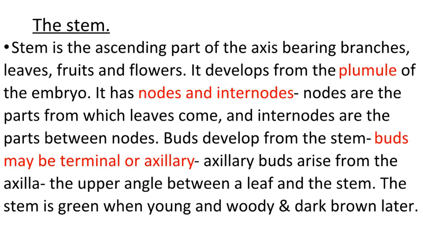Buds develop from the stem. Buds may be terminal or axillary. Axillary buds arise from the axilla, the upper angle between a leaf and the stem. The stem is green when young, and woody and dark brown later.